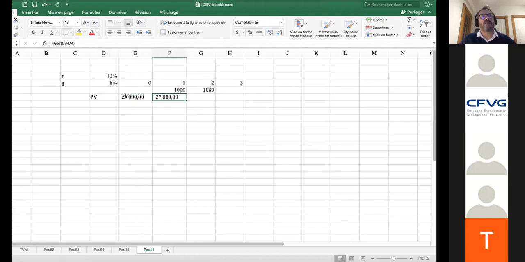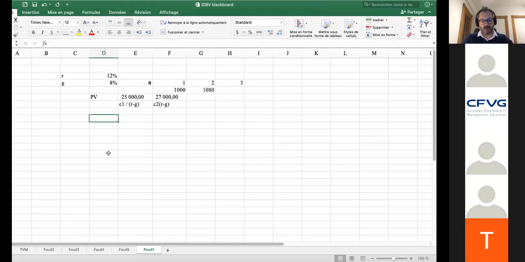Okay, so globally, this is what is asked of you. The first question is, you are at date 0, so the first payment you will receive in 1 year is going to be 1,000. So what is the value of it? It's C1 divided by R minus G. And of course the year after, it's going to be C2 divided by R minus G. Okay, that's 27.